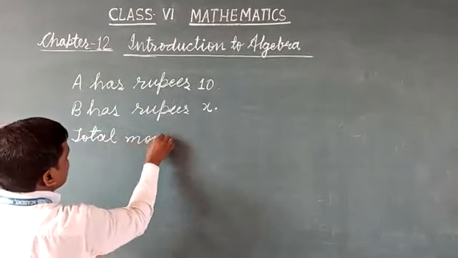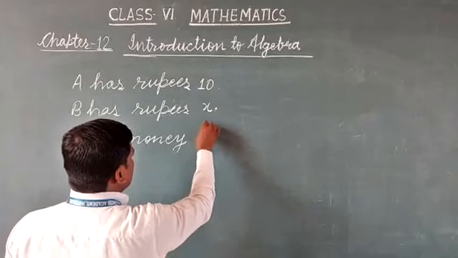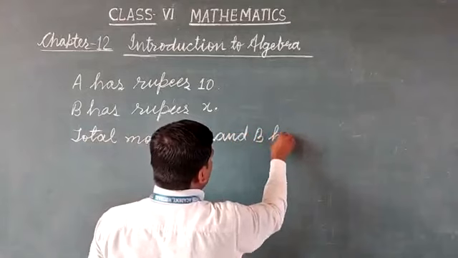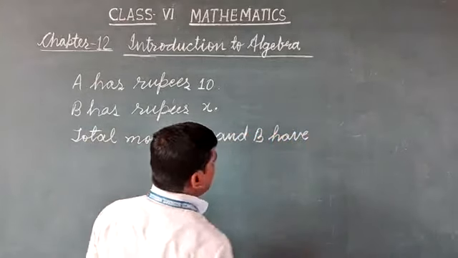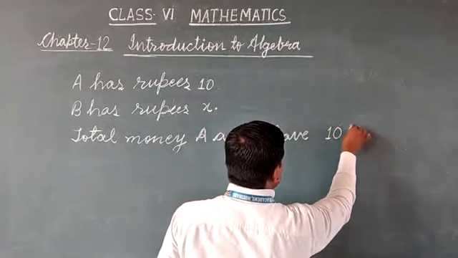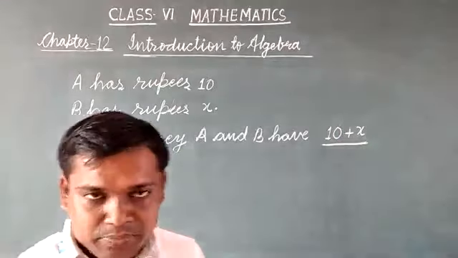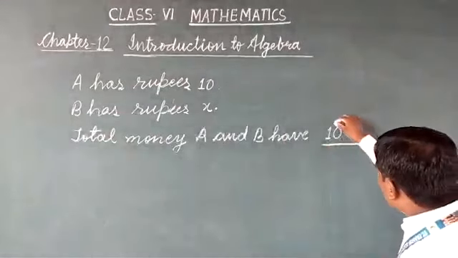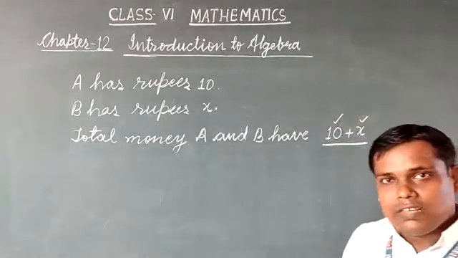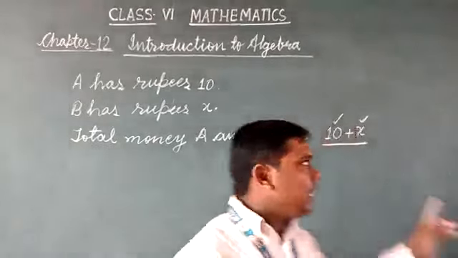Total money A and B have. What do we write? Money of A plus money of B. Here you have to understand, I have written numbers and variables. So operations of numbers and variables are written like this.